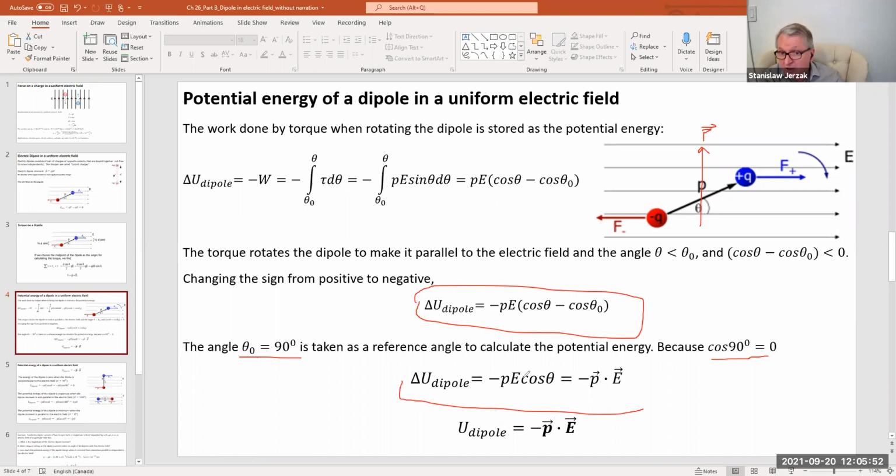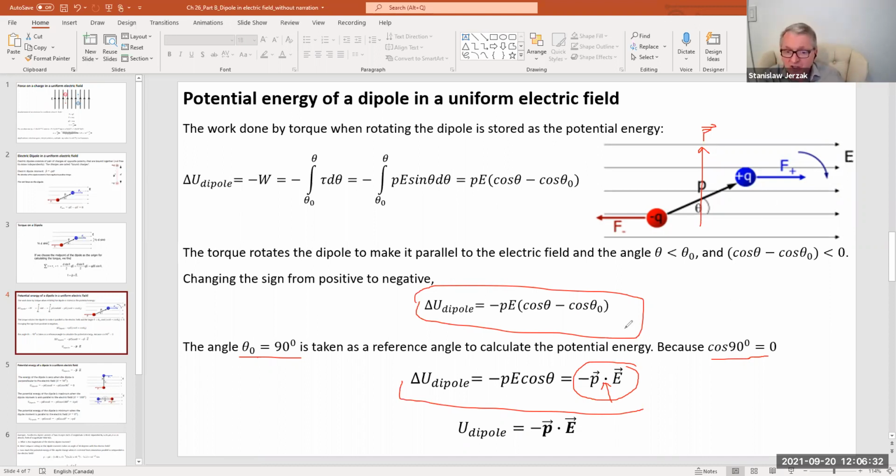Because P is a vector and E is a vector quantity, I can write this expression as a dot product. So that change of potential energy can be written as negative P dot E. Remember that the dot product is commutative, so we can change the order of these two vectors, but normally it is written P dot E. That is how you calculate the change of potential energy using this expression. And again, I repeat, this expression is only valid if we take the initial orientation to be 90 degrees, where the dipole is perpendicular to the electric field.